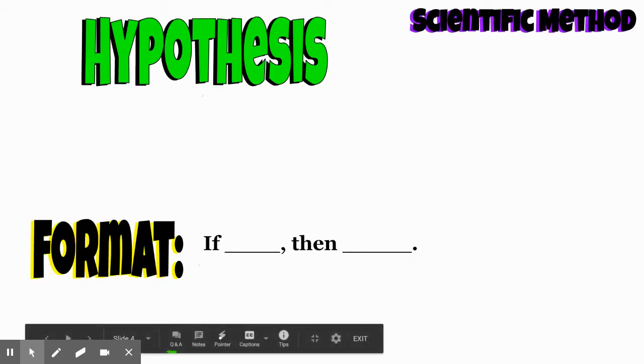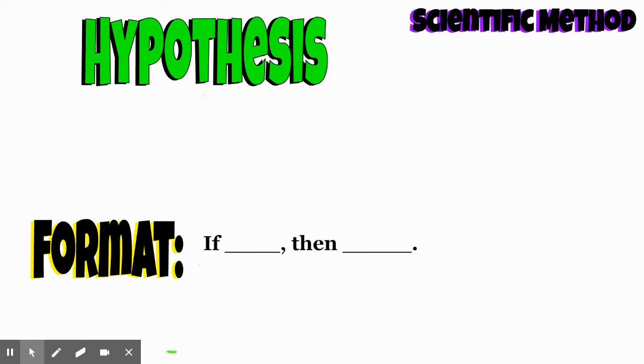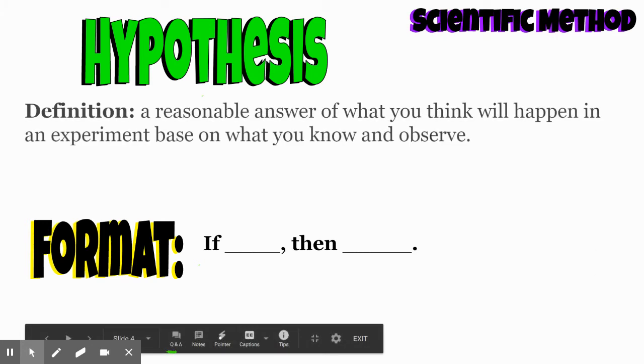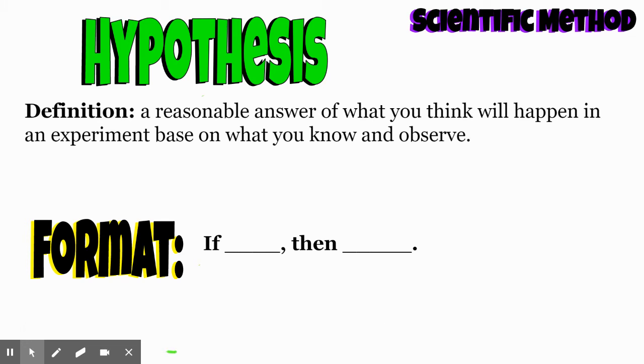So moving on today, we're going to jump into what is a hypothesis. And you guys probably remember this old definition of an educated guess. And it is and it isn't. An educated guess is just a little too flimsy for what a hypothesis really is. A hypothesis is a reasonable answer of what you think will happen in an experiment based on what you know and observe. So an educated guess just isn't quite strong enough to describe what a hypothesis is.